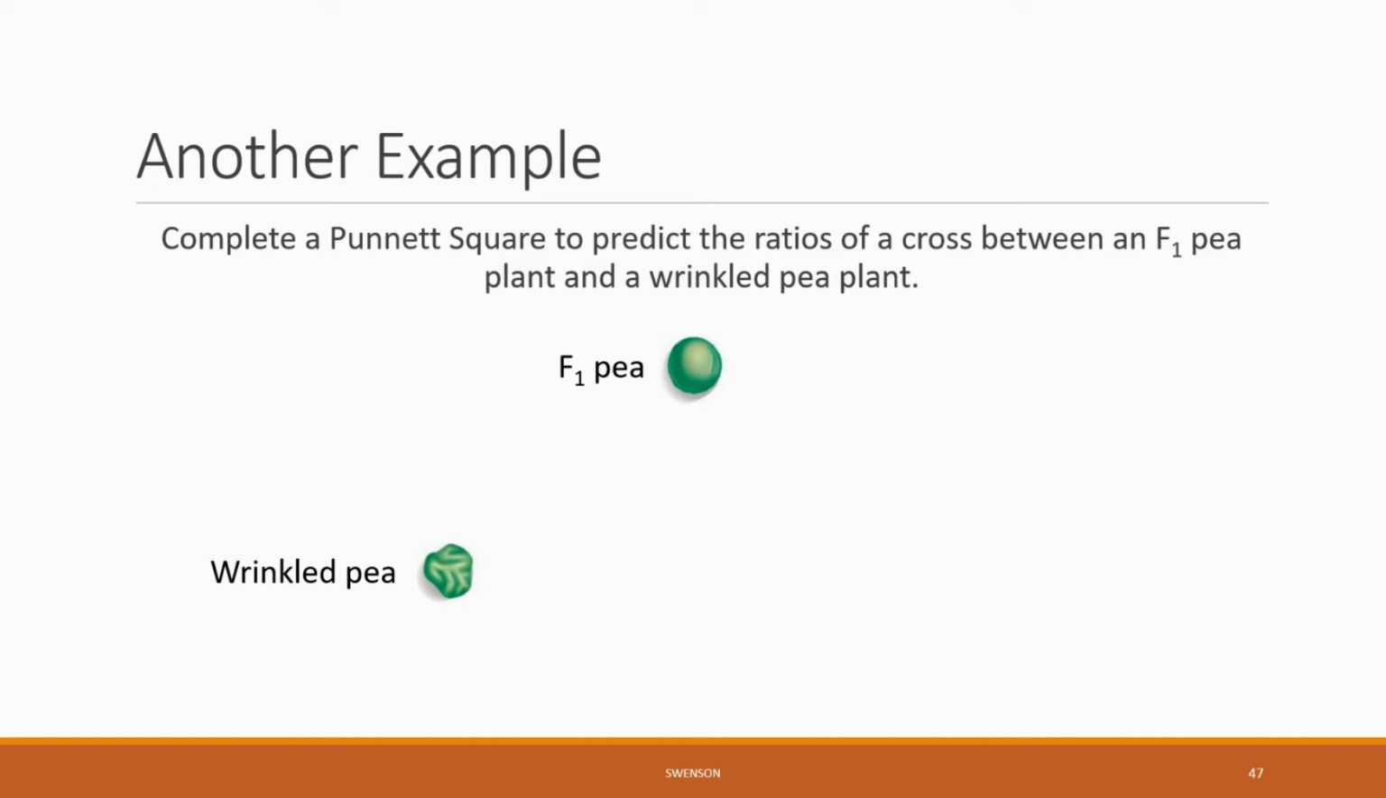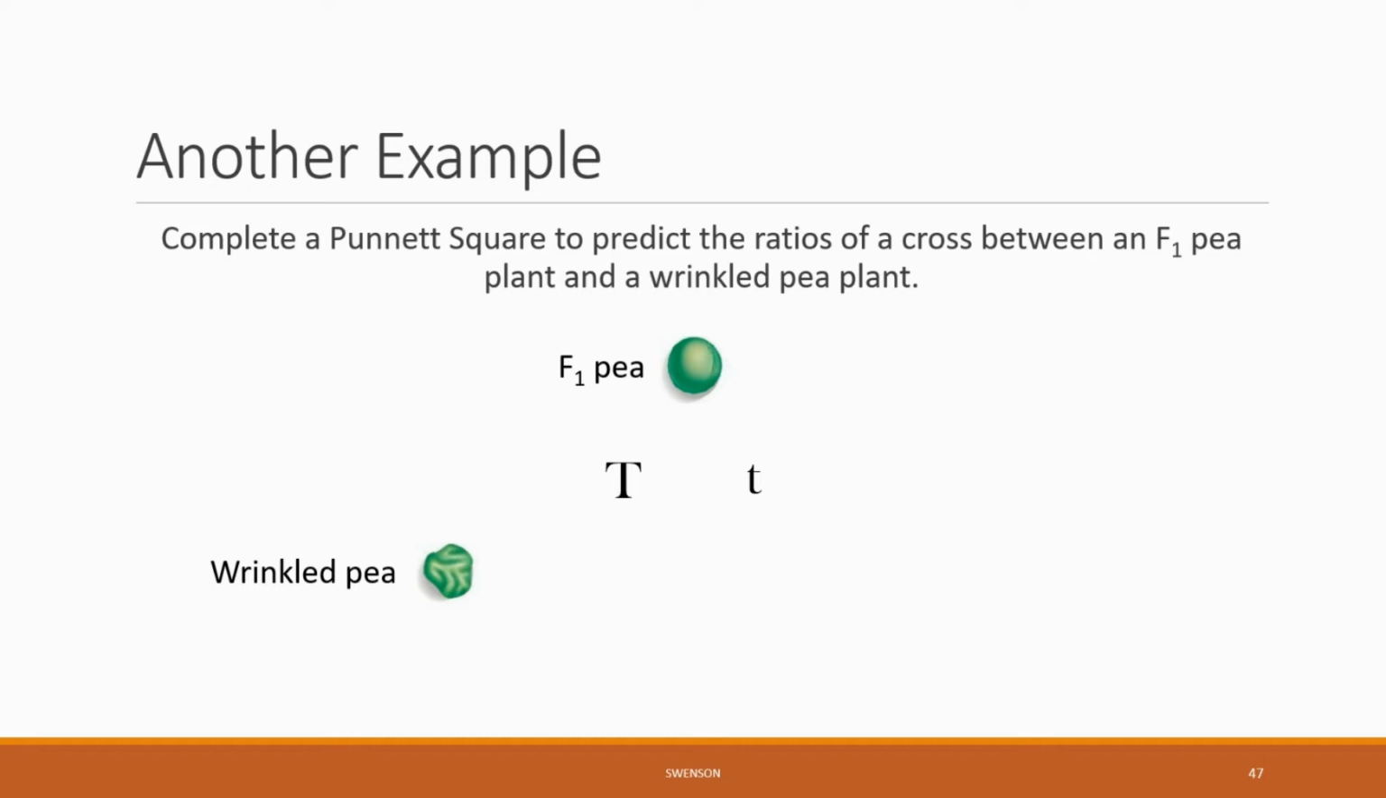And here's another example. We want you to complete a Punnett square to predict the ratio of a cross between an F1 pea plant and a wrinkled pea plant. So let's go through the steps again. First, what are the genotypes of the peas that are being crossed in this scenario? Now you should know that F1 peas are heterozygous. They came from 2 different true breeding plants, correct?